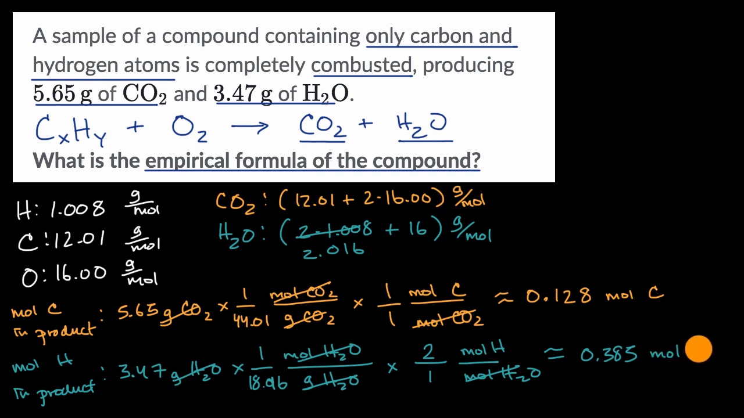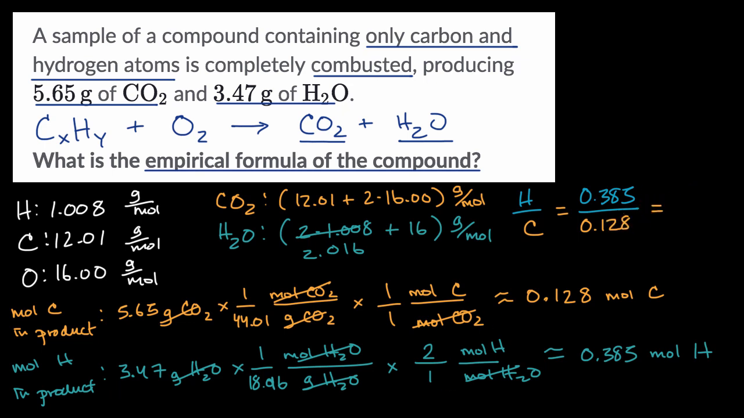0.385 moles of hydrogen. So now we know the number of hydrogen atoms, we know the number of carbon atoms, and to figure out the empirical formula of the compound, we can think about the ratio between the two. So I'm going to find the ratio of hydrogens to carbons. And that is going to be equal to 0.385 moles of hydrogen over 0.128 moles of carbon.